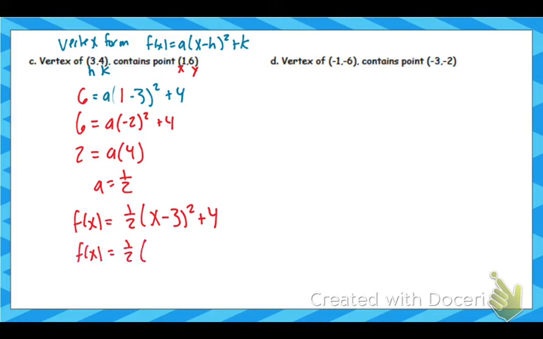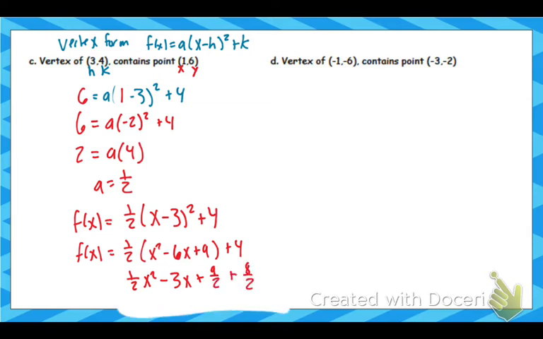x minus 3 squared is x minus 3 times x minus 3. And I'm going to skip ahead a little bit. Whoops, that should be minus. I can distribute that 1/2. I'll write 4 with a common denominator. And I get my answer in standard form. All right, if you feel comfortable, pause the video and try this next one on your own.